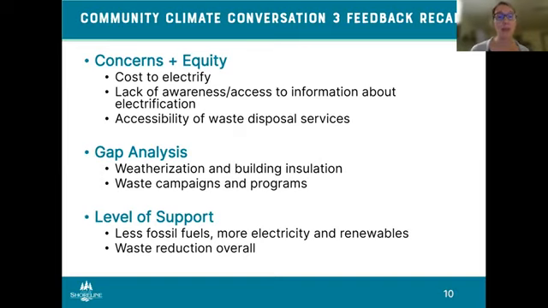We also heard that the actions that promoted a switch to renewable energy, especially solar installation, and all the actions that promoted waste reduction or recovery, need to make sure that they were equitable and accessible. So as Cameron mentioned, that focus on equity and having that equity lens across the various actions.